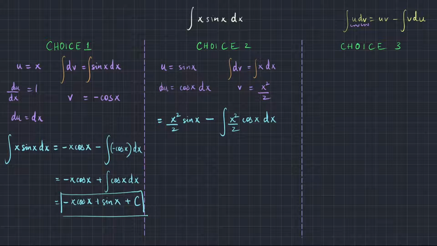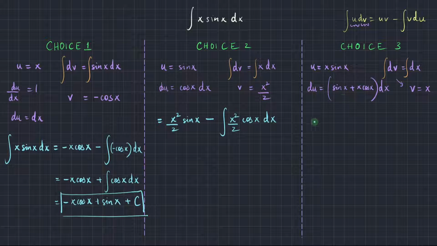And finally, for choice 3, you might say maybe we can take u to be x sine x, and the differential dv can be taken as dx. Well, let's see what happens over here. If u is x sine x, we can see that du will be, using the product rule, sine x plus x cosine x multiplied by dx. And integrating both sides over here, we're just going to get v equals x. You might already notice that our integral is not getting simpler.